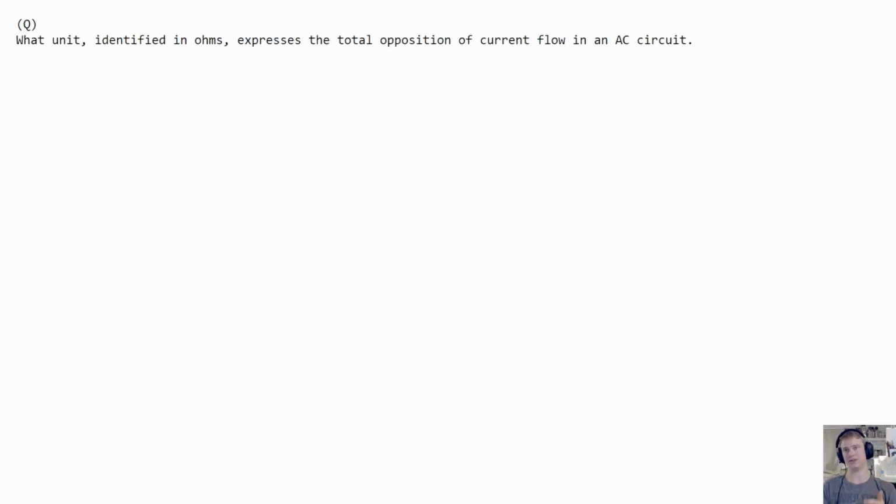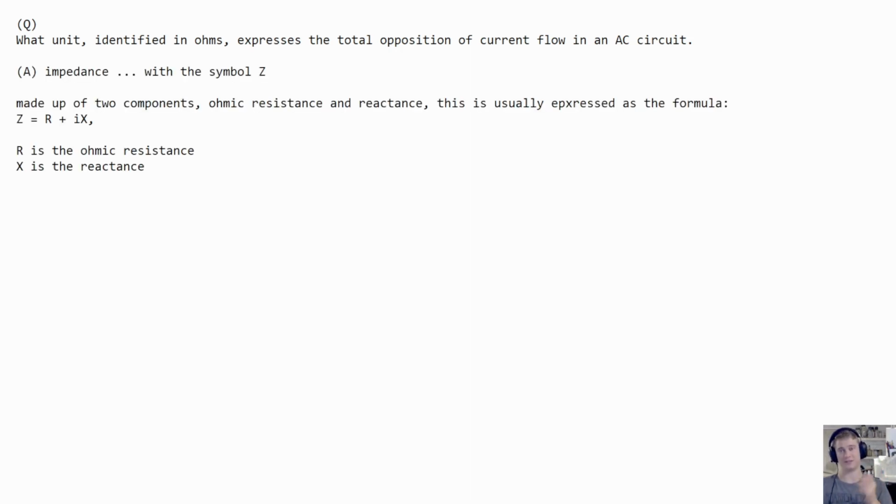Next, what unit, identified in ohms, expresses the total opposition of current flow in an AC circuit? Okay, and you definitely got to think twice about this one. You have the total opposition of current. Okay, and this would be impedance with the symbol Z, made up of 2 components, the ohmic resistance and reactance. This is usually expressed as the formula Z, impedance, equals R plus jX. R is the ohmic resistance, X is the reactance. So because it's asking the total opposition of current flow in a circuit, we know that this is impedance, just simply like that. We don't have to understand too much other than that.